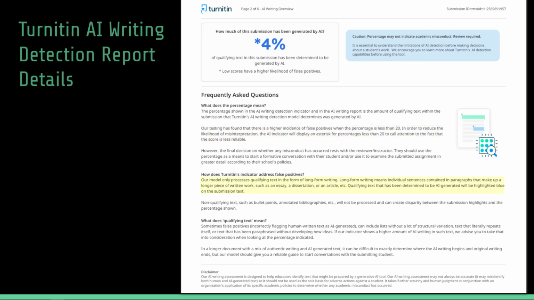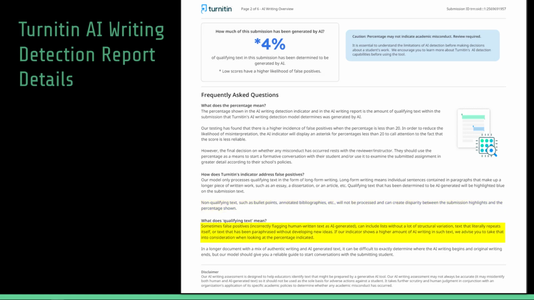Also, Turnitin's large language model only processes qualifying text in the form of long-form writing. Long-form writing is individual sentences contained in paragraphs that make up a longer piece of written work, such as an essay, a dissertation, or an article. Non-qualifying text, such as bullet points and annotated bibliographies, will not be processed and can create a disparity between the submission highlights and the percentage shown.